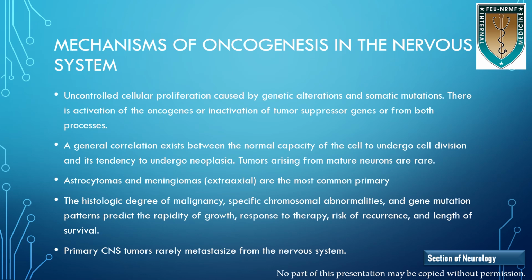Astrocytomas and meningiomas, on the other hand, are the most common primary tumors. The histologic degree of malignancy, the specific chromosomal abnormalities, and gene mutation patterns predict the rapidity of growth, response to therapy, risk of recurrence, and length of survival. Primary CNS tumors rarely metastasize to the system from the nervous system.